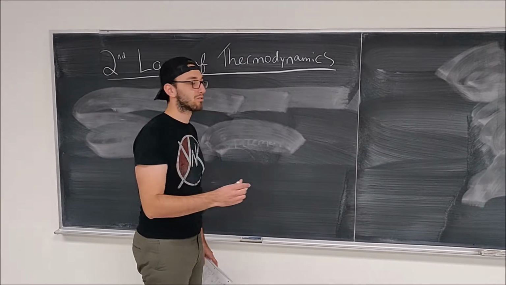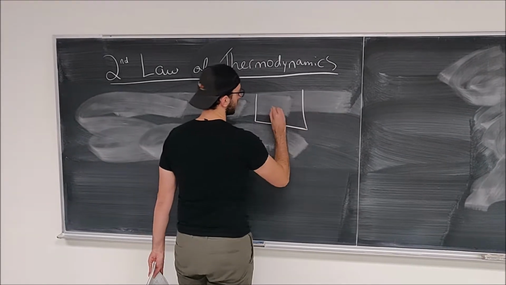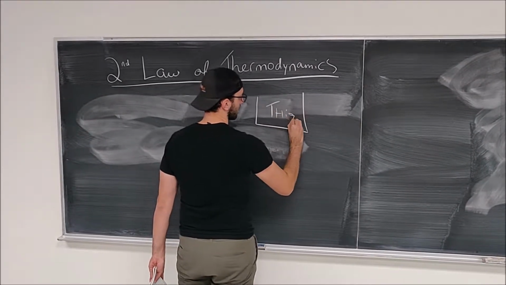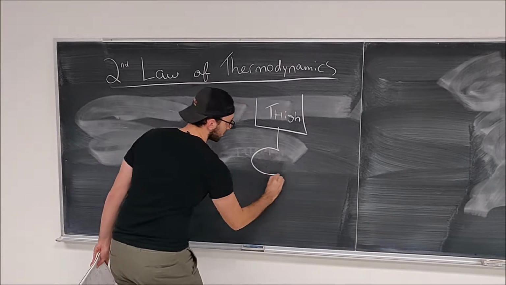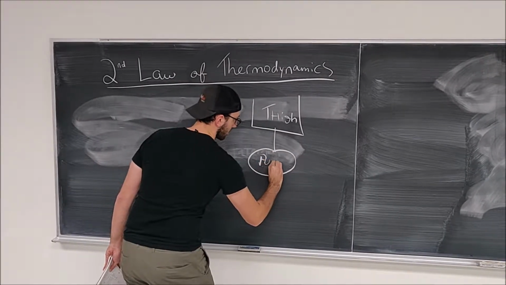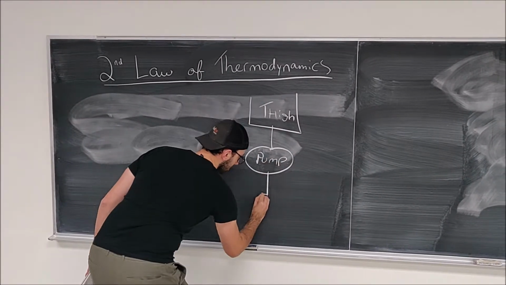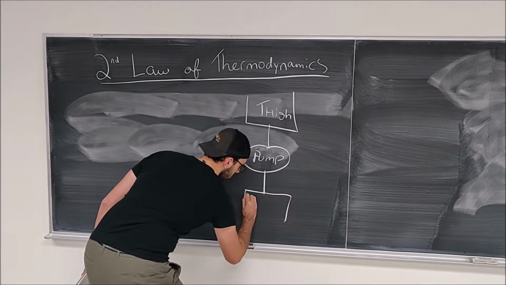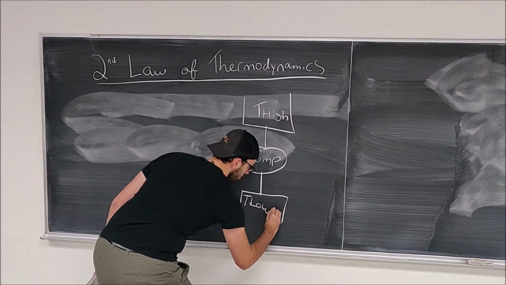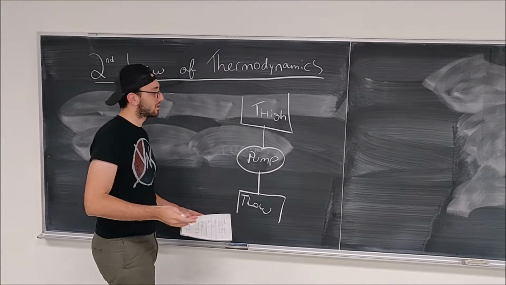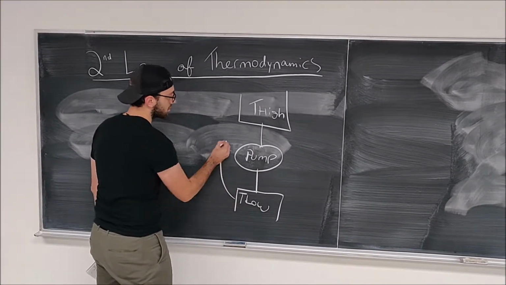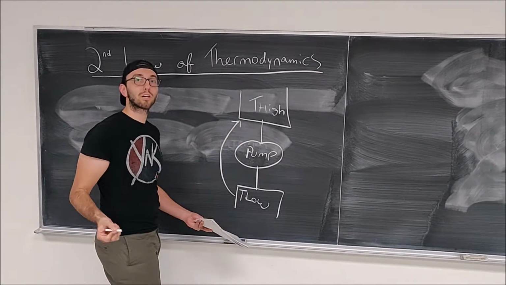Normally, heat transfers from high to low. So if we have a reservoir with T high and a pump, it leads to a T low. This is for every cycle. If we want to return from T low to T high, there needs to be work.